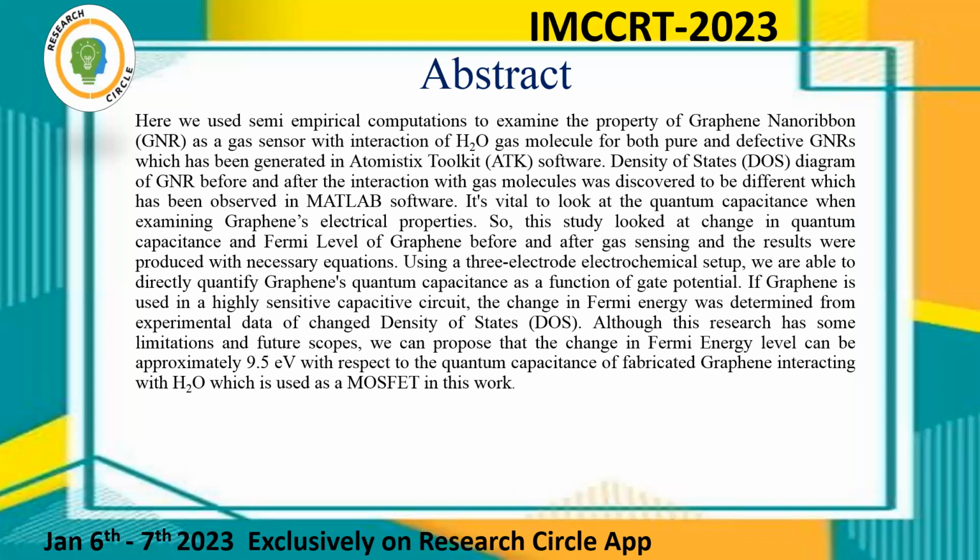If graphene is used in a highly sensitive capacitive circuit, the change in Fermi energy was determined from the experimental data of changed density of states. Although this research has some limitations and future scopes, we can propose that the change in Fermi energy level can be approximately 9.5 electron volt with respect to the quantum capacitance of fabricated graphene interacting with H2O, which is used as a MOSFET in this work.